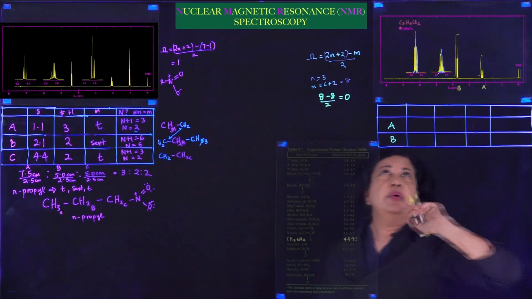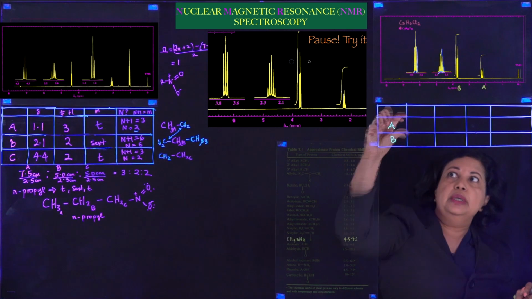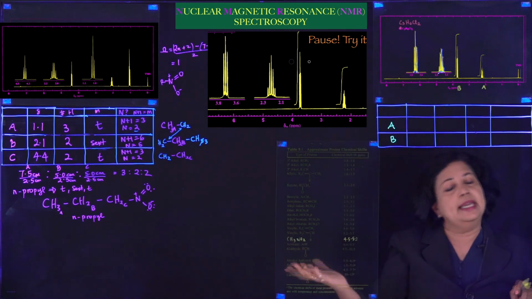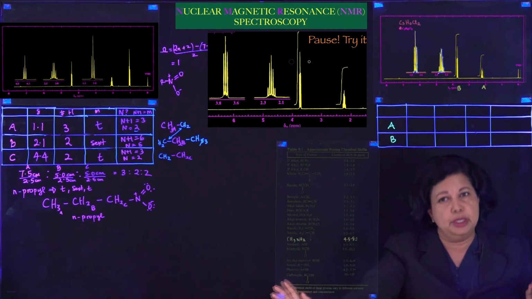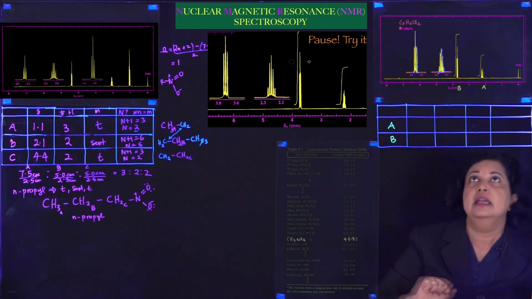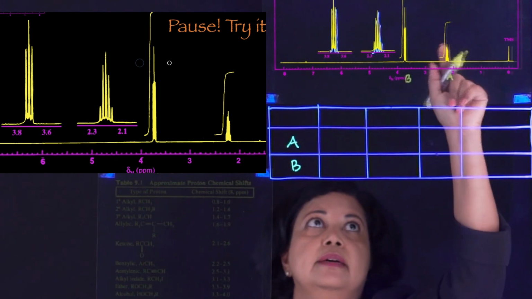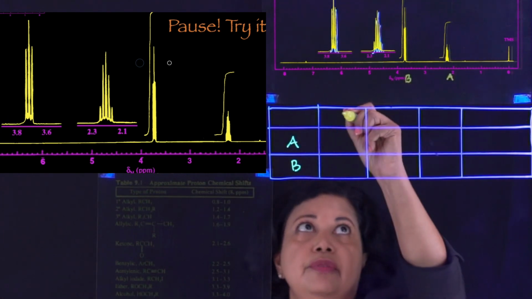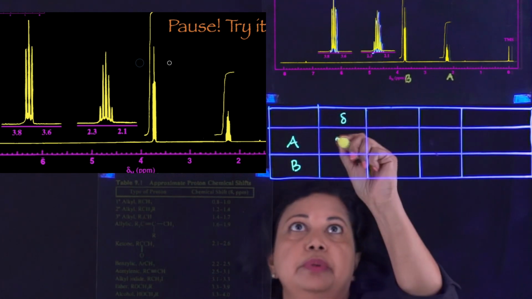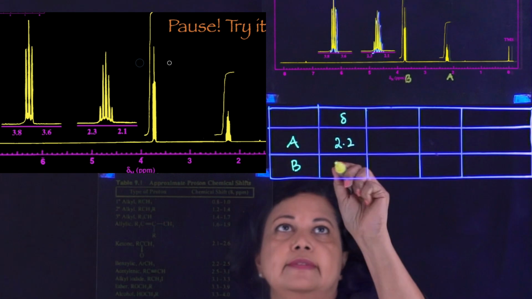So therefore you don't have 3 different environments for the 3 carbons. You only have 2, which indicates that you have some form of symmetry. That means 2 of them are identical. Okay, so therefore you have to then go in and look at the delta here, which is going to be about 2.2, and this is going to be about 3.7.